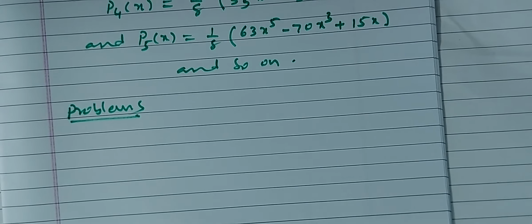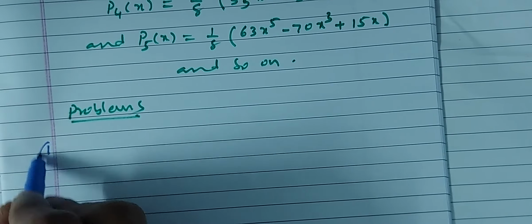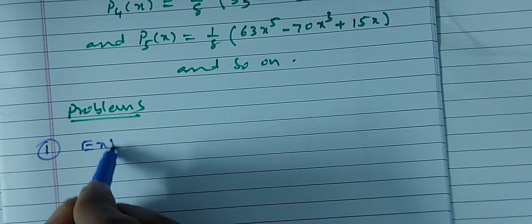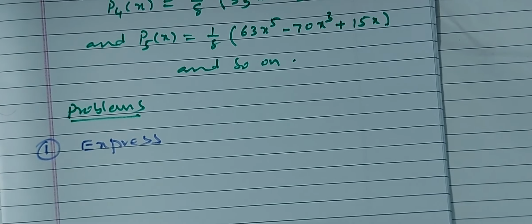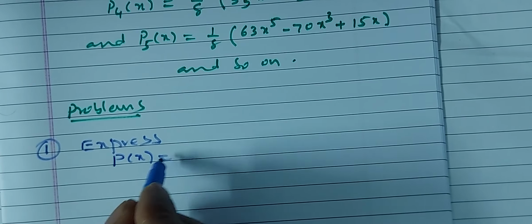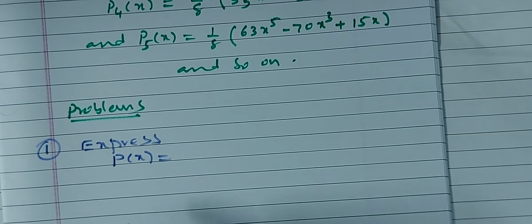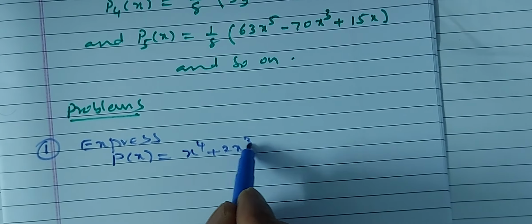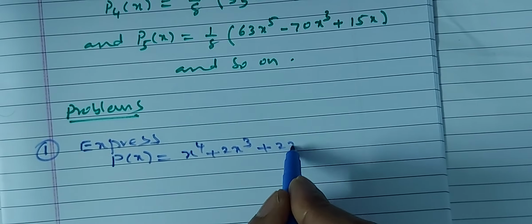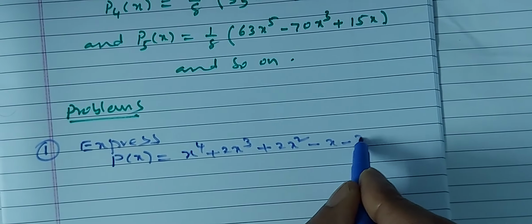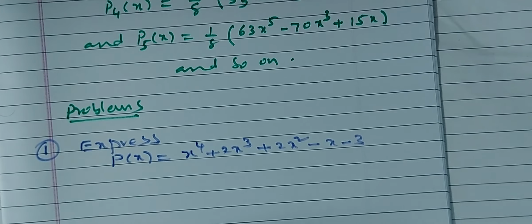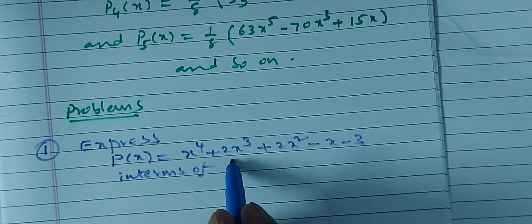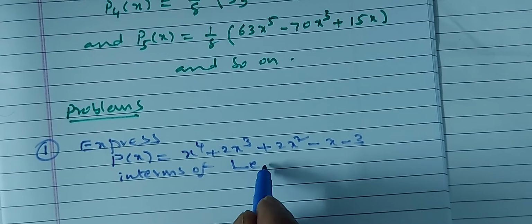So first problem. Express P of x is equal to x power 4 plus 2x cube plus 2x square minus x minus 3 in terms of Legendre's polynomial.